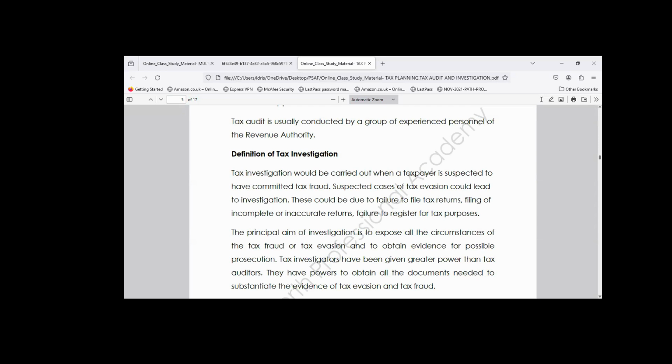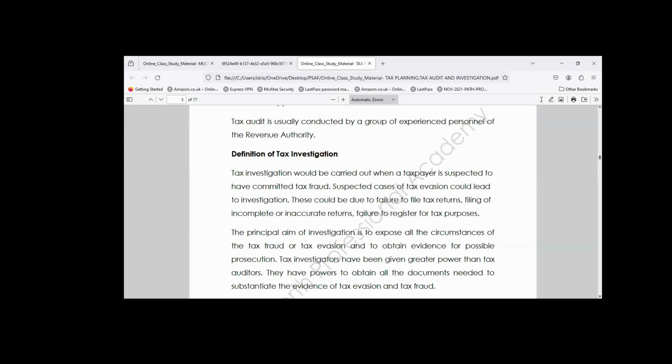Investigation is more detailed than tax audit. When they are doing tax investigation, the tax authority comes with a law enforcement agency. They can come with police, they can come with EFCC, they can come with DSS, they can come with ICPC. They come with at least one law enforcement agency. They will come to your premises. So investigation is more detailed than tax audit.